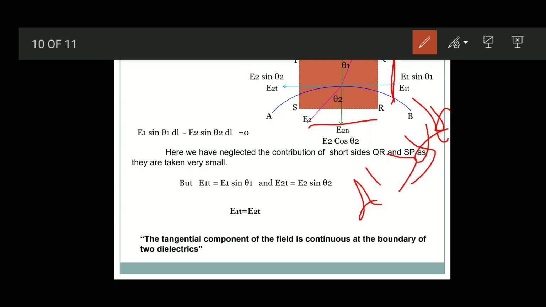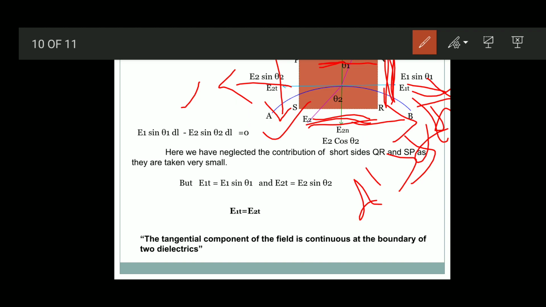So taking the line integral, E1 sin theta 1 along this direction into dl, plus this is very small, that is 0, plus dl into E2 sin theta 2 along this direction. Those two are in opposite directions, so it is taken as minus, and along this direction the width is very small and can be neglected. So the total work done, E1 sin theta 1 dl minus E2 sin theta 2 dl, is 0.